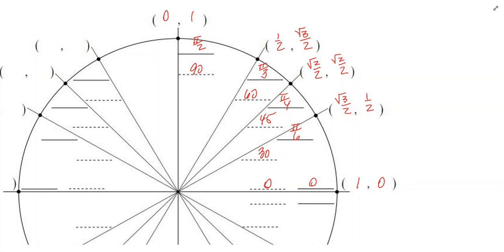Cotangent of pi over 6. Go in the opposite direction. It would be cosine over sine. Square root of 3 over 1. You get it all right here.